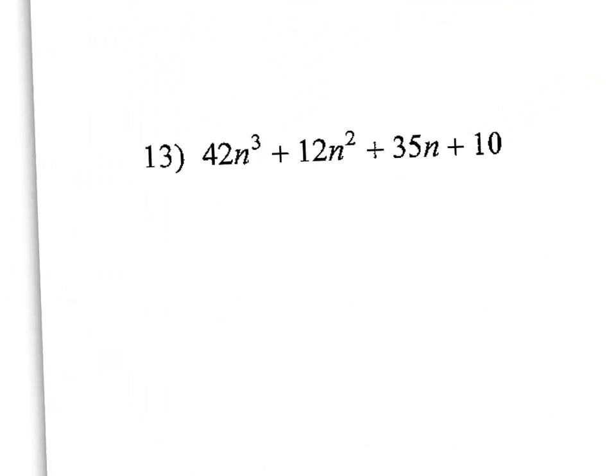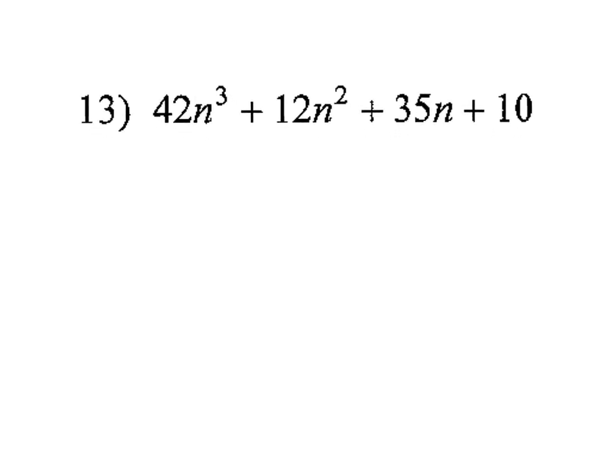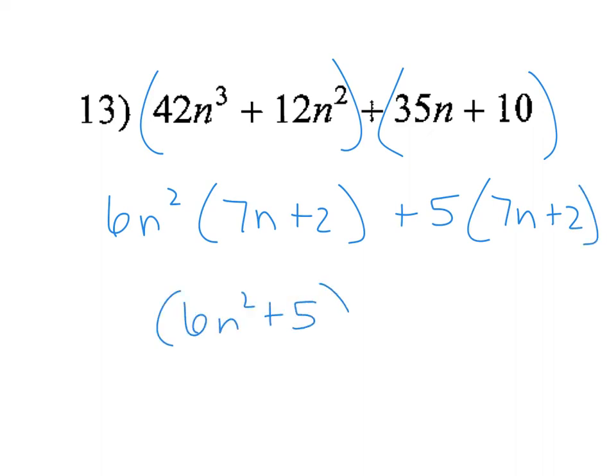Okay, number 13. All right, so this is going to take us into a 4-term grouping problem. So when I look through all those numbers, there is no GCF. So I'm going to go ahead and start grouping right away. And on my first grouping here, I can take out a 6 and an n squared. So I have 7n plus 2. On the second grouping there, I can take out a 5 and get 7n plus 2. So I've got 6n squared plus 5 and 7n plus 2 when I do my rewrite.